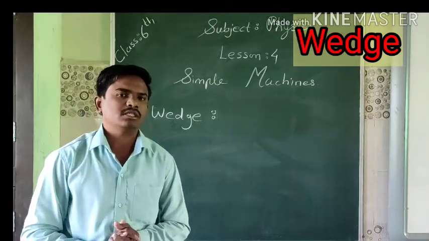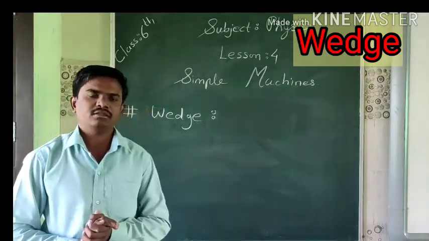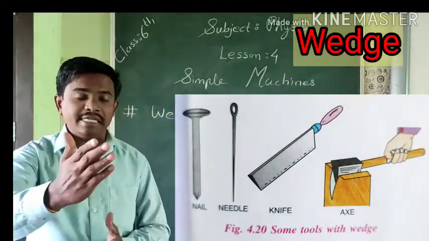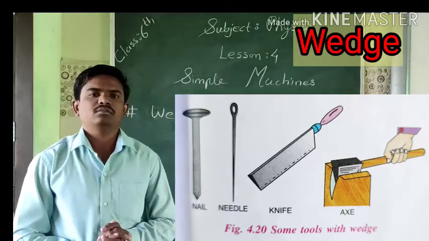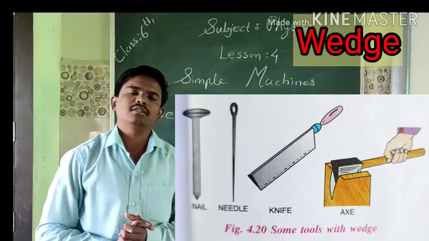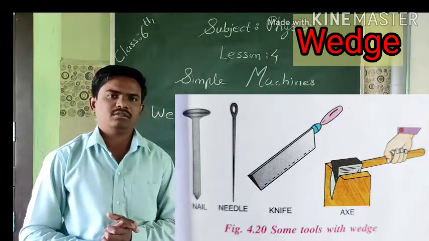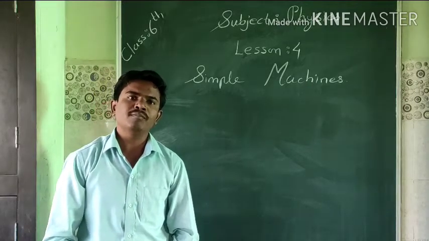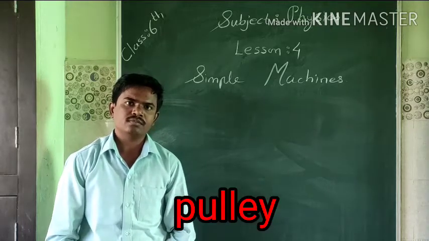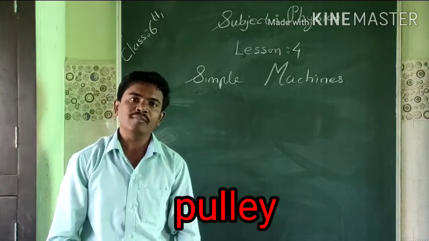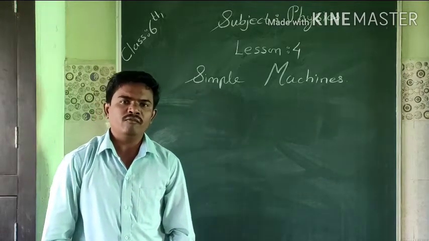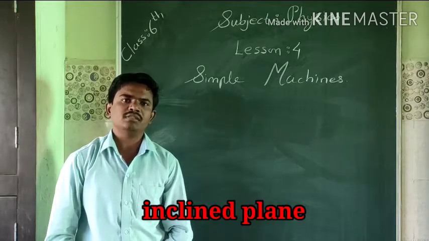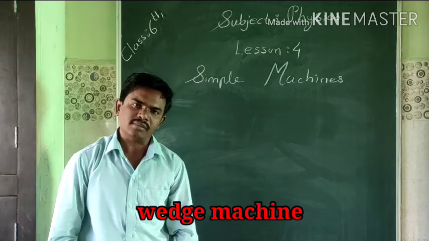Now we will talk about some examples of the wedge: axe, knife, needle, nail. These are the examples having a wedge. I hope students you understood simple machines: the pulley, the mechanical advantage of the pulley machine, the wheel and axle machine, the inclined plane machine and the wedge simple machine.